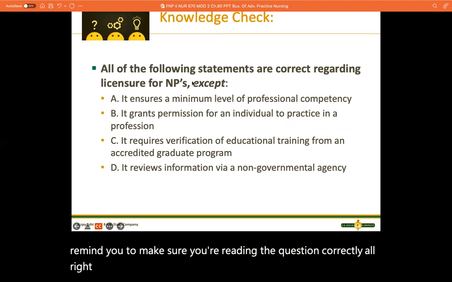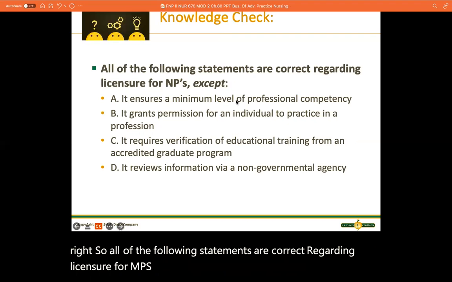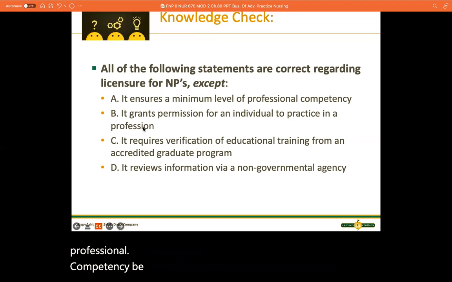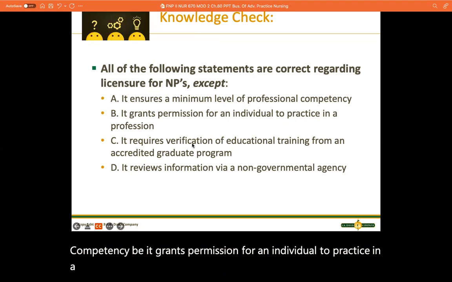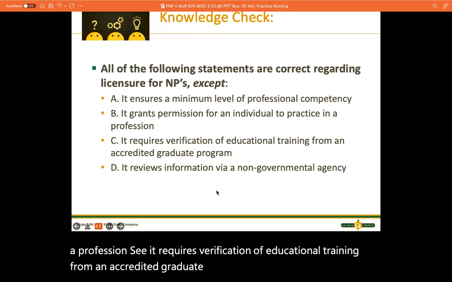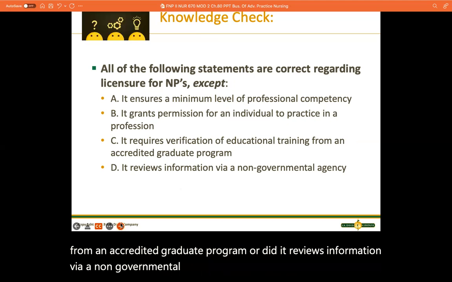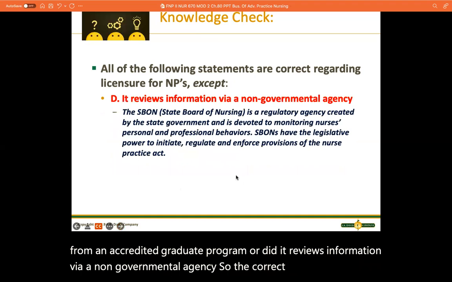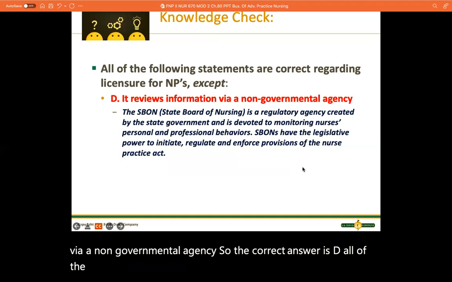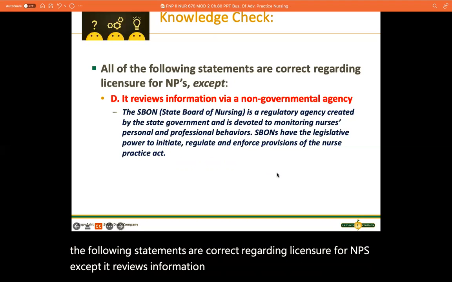So all of the following statements are correct regarding licensure for NPs, except A, it ensures a minimum level of professional competency. B, it grants permission for an individual to practice in a profession. C, it requires verification of educational training from an accredited graduate program. Or D, it reviews information via a non-governmental agency. So the correct answer is D. It reviews information via a non-governmental agency is the statement that is not correct.